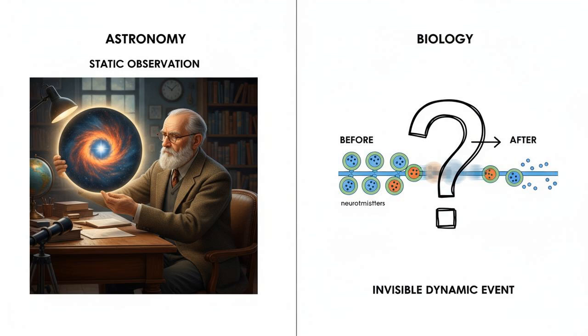For decades, neuroscientists were essentially like astronomers trying to understand the birth of a star, but only having access to a static photograph taken millions of years after the event occurred. Through traditional imaging, they could see the before, which were synaptic vesicles docked at the membrane, and they could see the after, which were empty vesicles and fused membranes. But the explosive, dynamic middle, the actual event of communication, remained invisible.